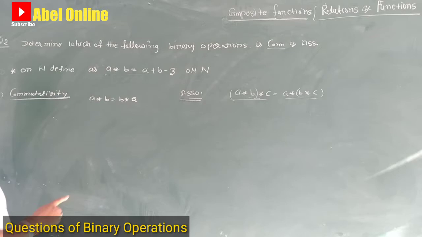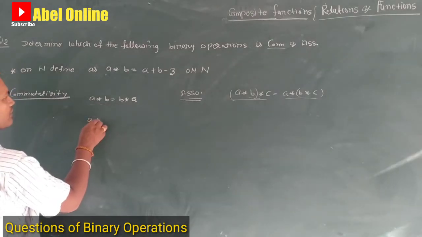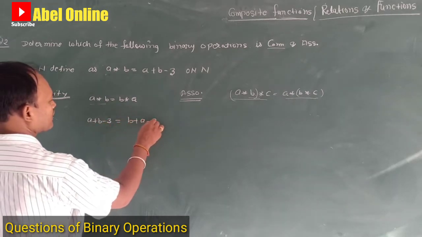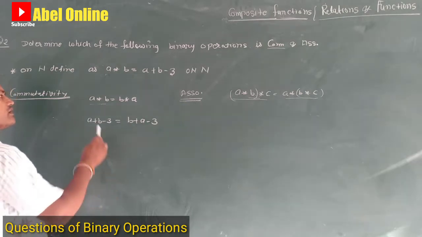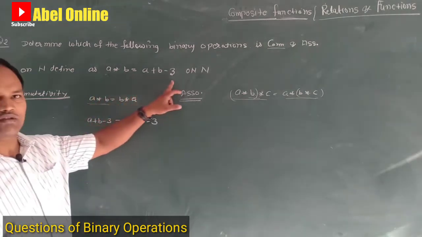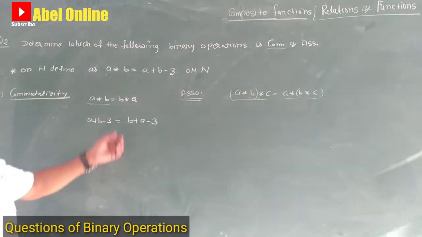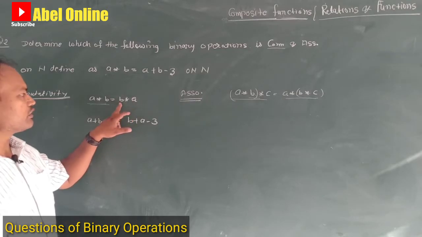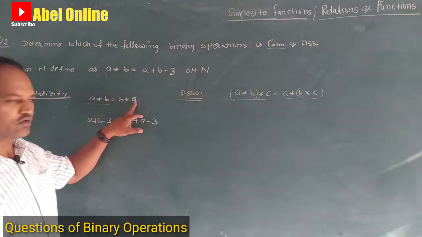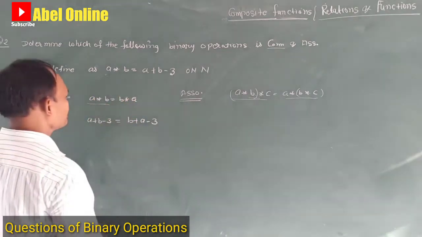When we are saying A star B equals B star A, we can say that here A plus B minus 3 equals B plus A minus 3. When we are saying about A star B, its value is already given, that is A plus B minus 3. And for B star A, just put the value of B in the place of A and the value of A in the place of B. So we can write here B plus A minus 3.